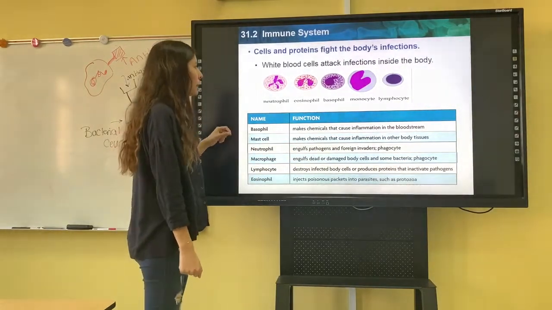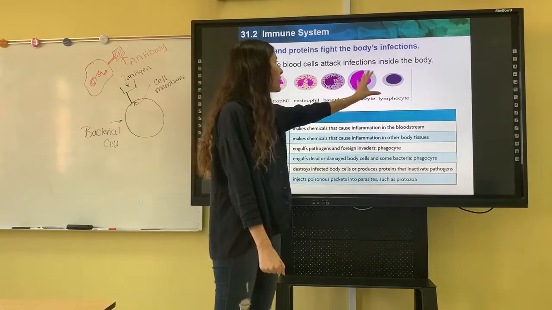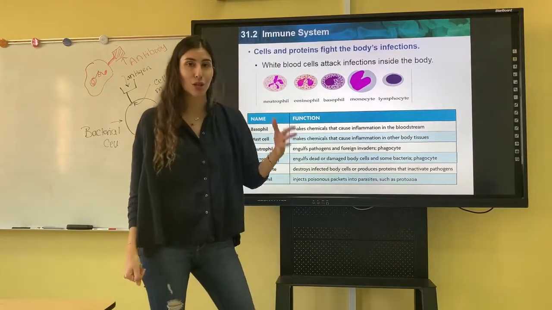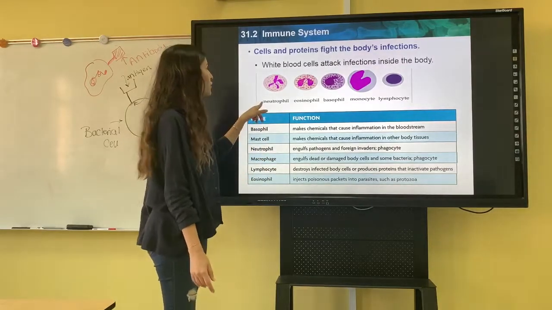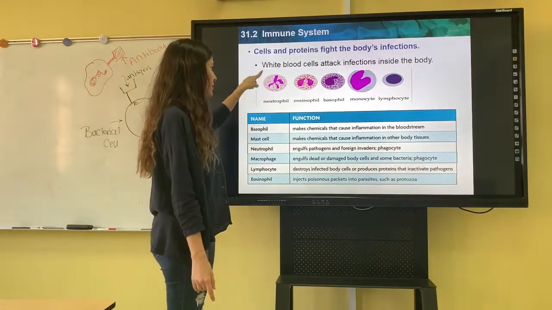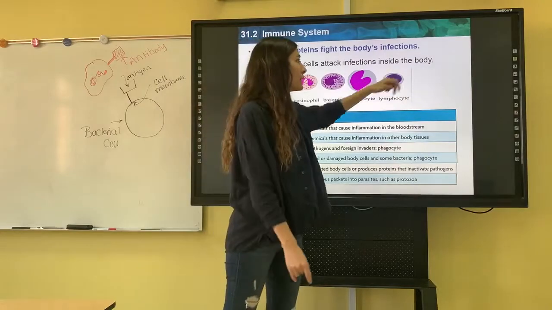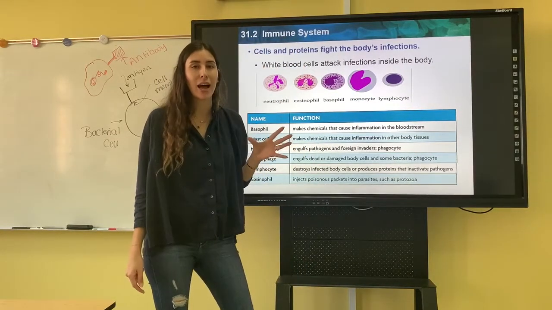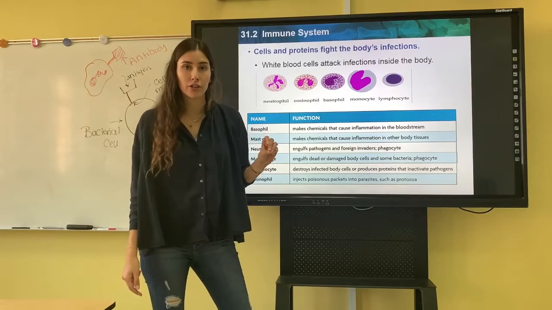Describe it, basically. Another thing I'm showing you here is that the white blood cells also come in different structures, and we know that structure is related to function. If a neutrophil looks like this, and a lymphocyte looks like this, they look different, which means they must have different functions.